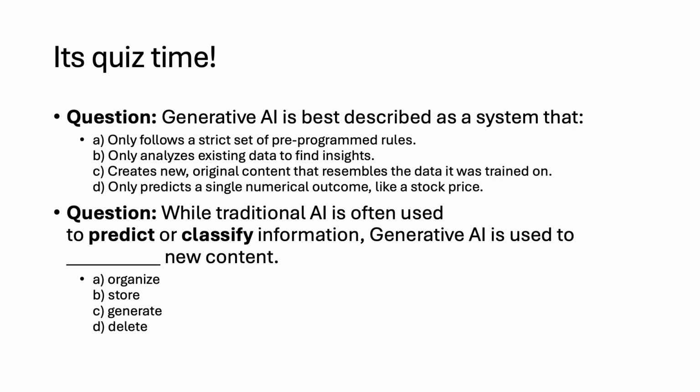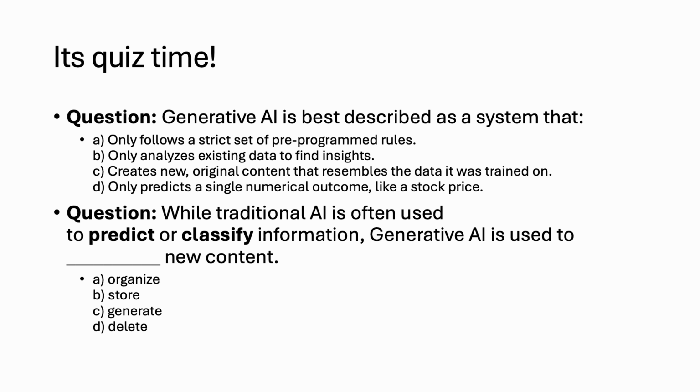So let's have a simple quiz now. The first question is: generative AI is best described as a system that, select one of the four. Option A, only follows a strict set of pre-programmed rules. B, only analyzes existing data to find insights. C, creates new original content that resembles the data it was trained on. D, only predicts a single numerical outcome like stock price. So we have seen n number of times, right? Generative AI is to generate new content from what it was trained on. So the answer is C.